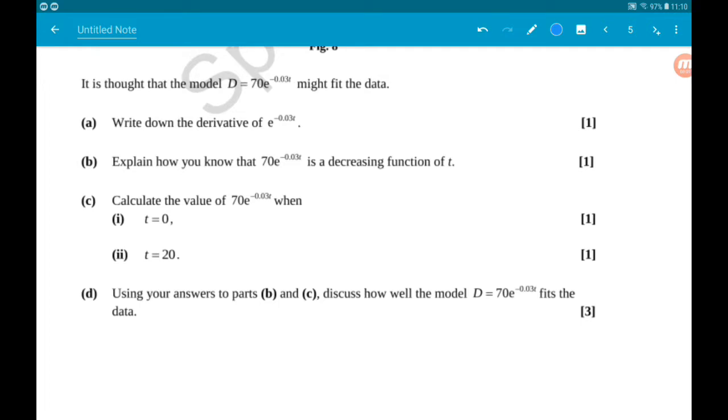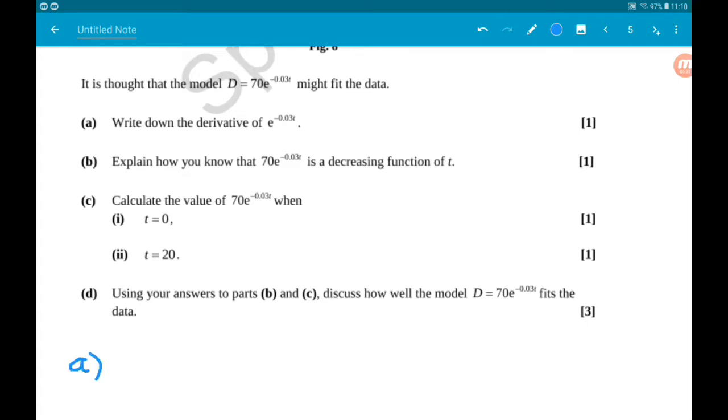Okay, so then we're told it is thought that the model D equals 70e to the minus 0.03t might fit the data. Part A for 1 mark wants us to write down the derivative of e to the minus 0.03t. Okay.